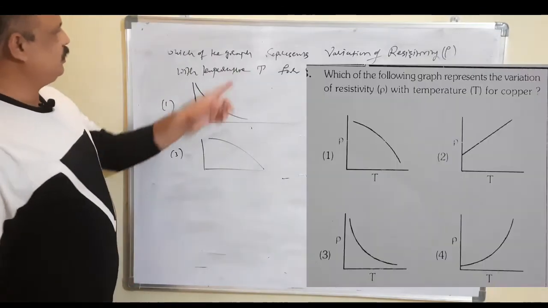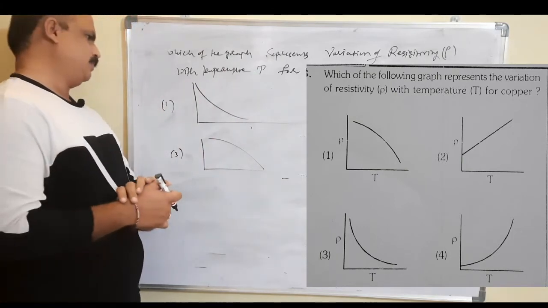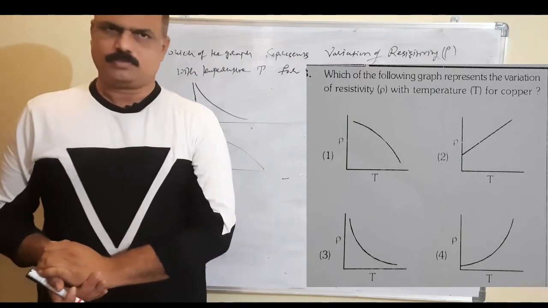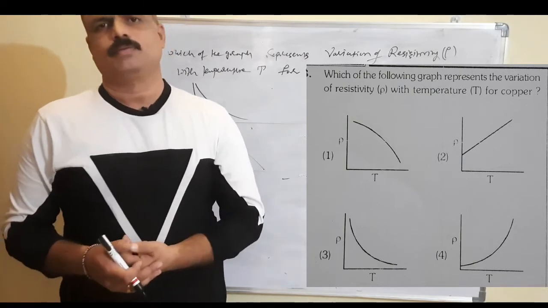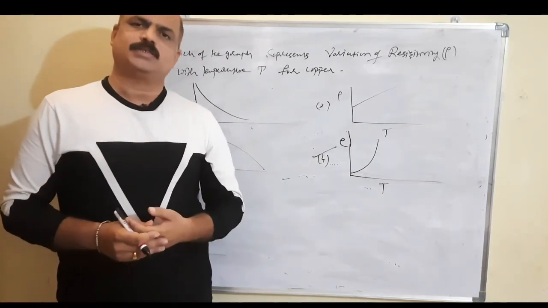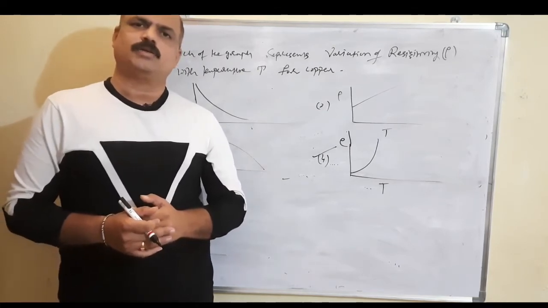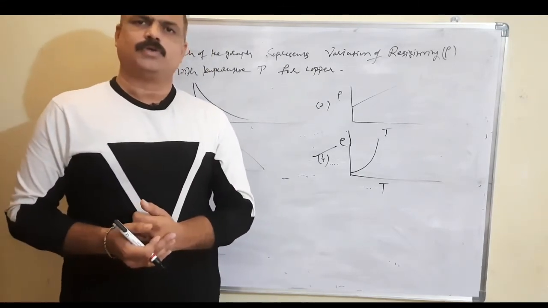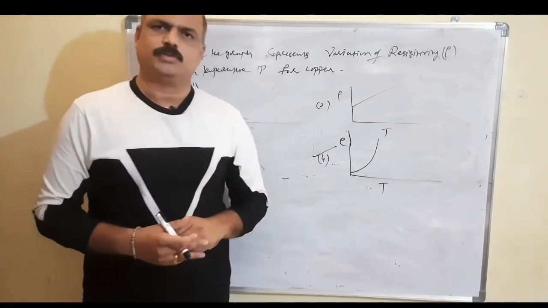The question: which of the graphs represents the variation of resistivity with temperature for copper? We know that the resistivity of copper is almost proportional to temperature. But at very low temperatures, the variation of resistivity with temperature is almost non-linear. So our option is the fourth option. The fourth option is the correct option.